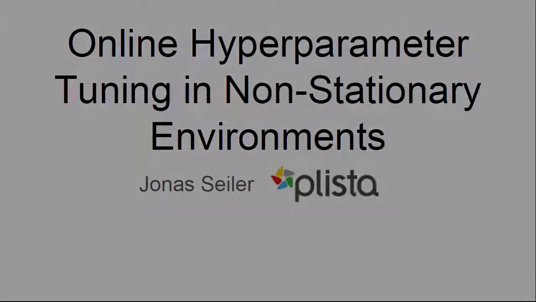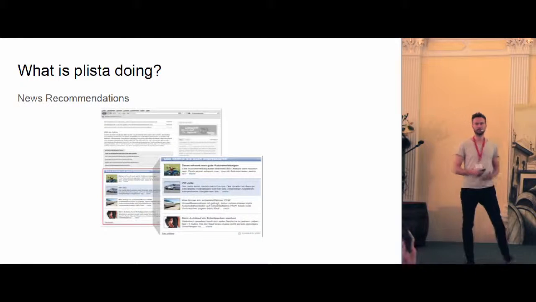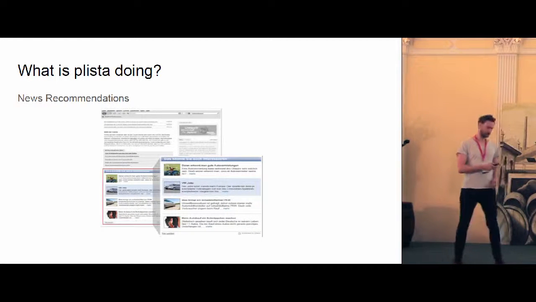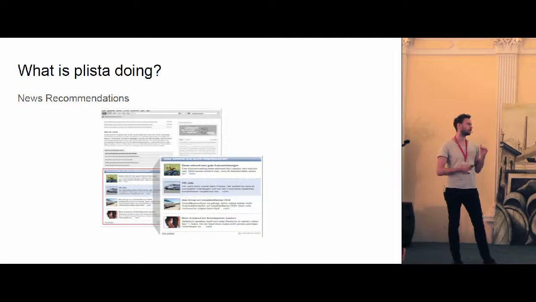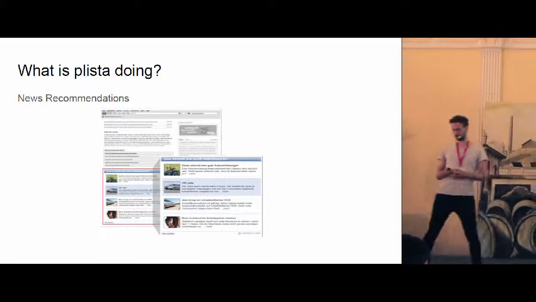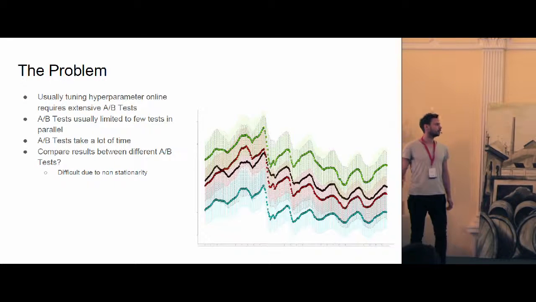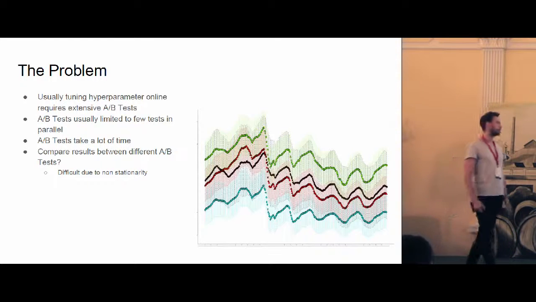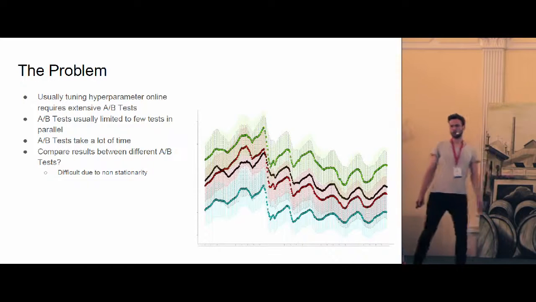As mentioned, Plista is actually doing news article recommendations. So when you read an article, below it we present other articles you might be interested in, and we also put some ads in between so we earn some money. But today I want to talk about hyperparameter optimization, and so what's actually the problem?